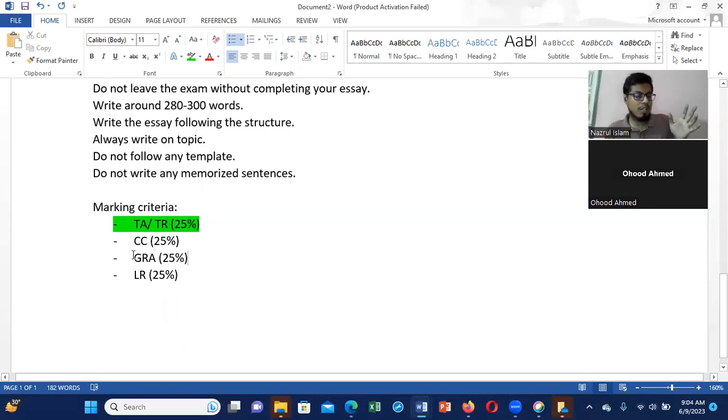But for the last two, GRA and LR, what could I say? Don't write anything that's memorized. Don't force yourself to write a sentence using a different grammatical structure, or force yourself to use a vocab that doesn't match the topic. So what should you do? Use colloquial language. For grammar and lexical resources, try to use them automatically and naturally. So the first 2 are the most important: task achievement or task response, and coherence and cohesion. Clear so far? Should we go further?